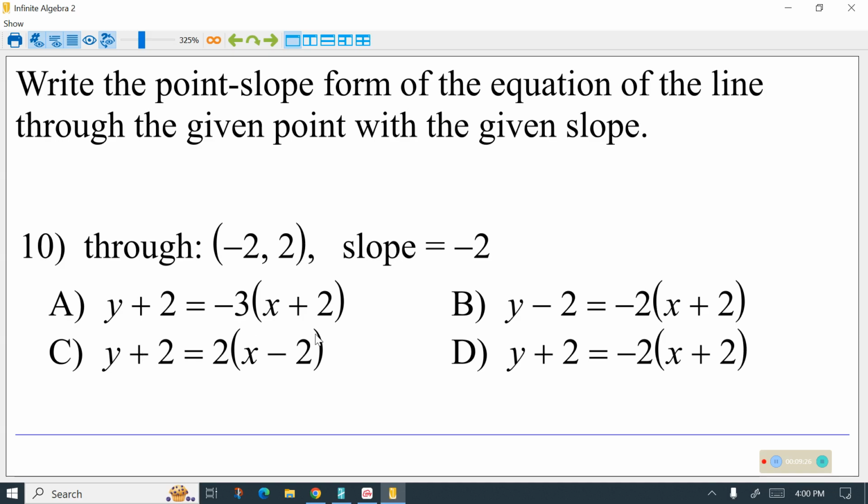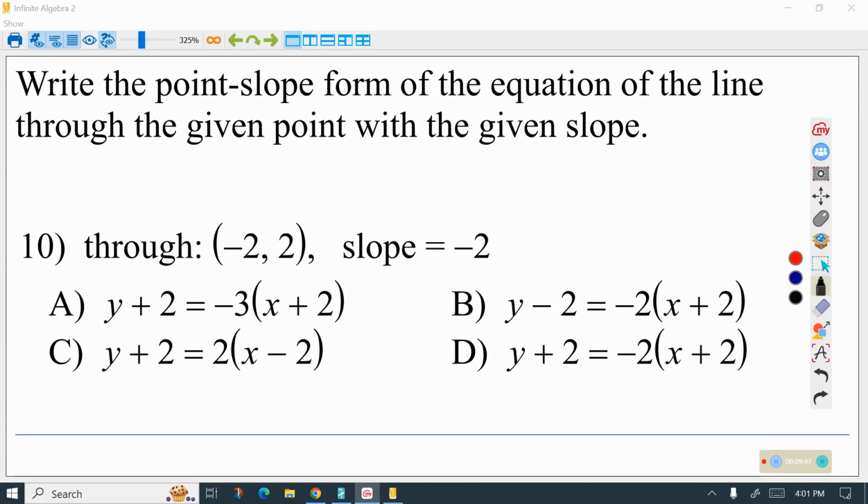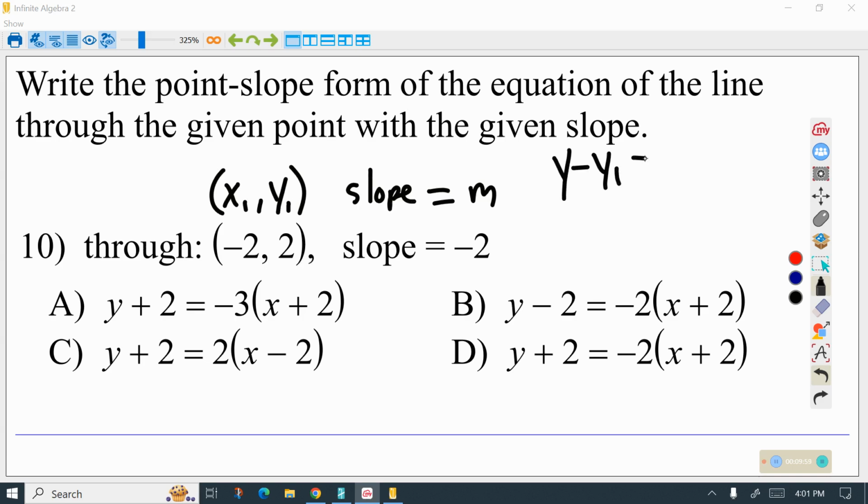So take a look at the board. Which one do you think the answer is? All right, well, it's got to be something with the slope of negative 2, so it can't be A and C. So those are already out. So now it's a 50-50 between these two. Don't forget that we have to change the coordinates of our values here, because the way that this works is that if I have a line that passes through x1, y1, with the slope of m, then our form was y minus y1.